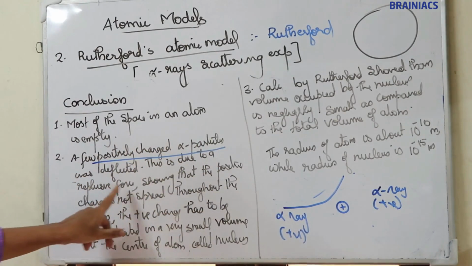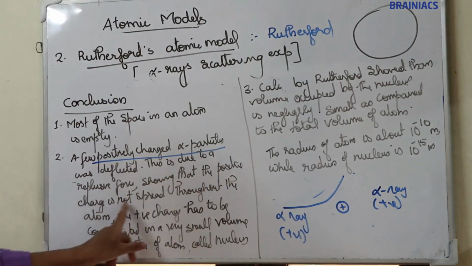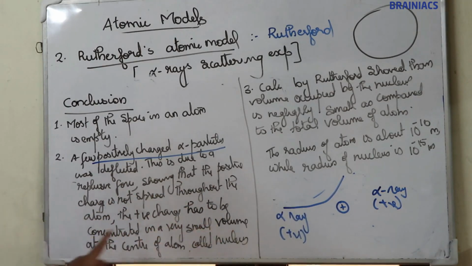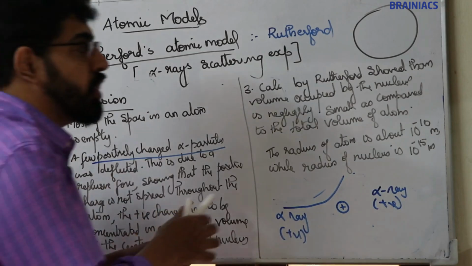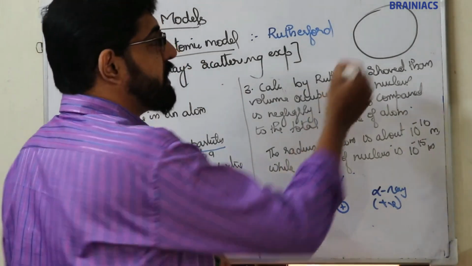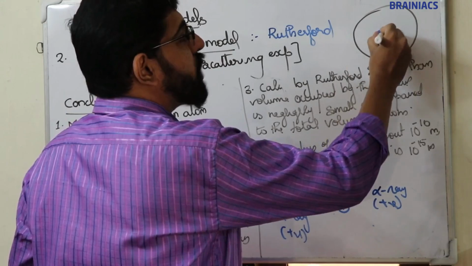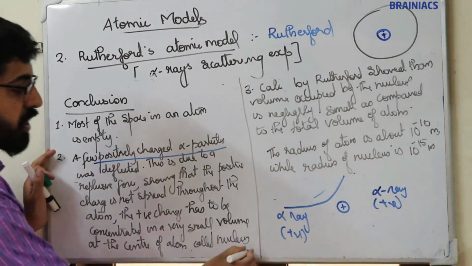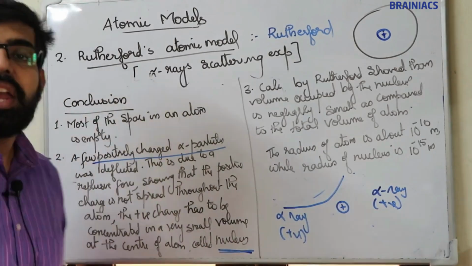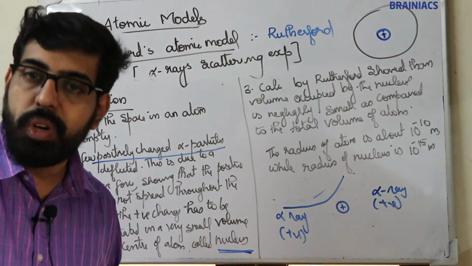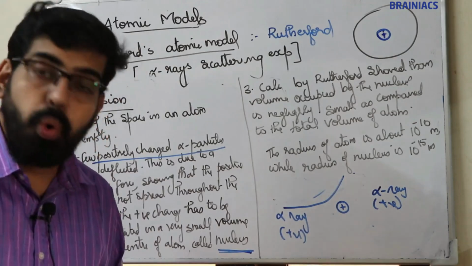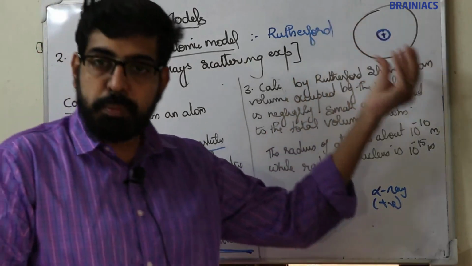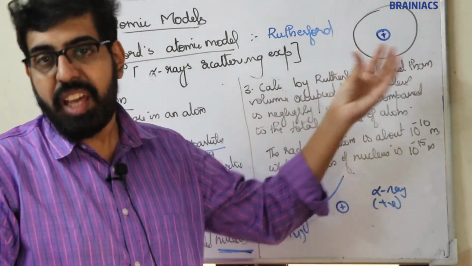This is due to a repulsive force, showing that the positive charge is not spread throughout the atom. The positive charge has to be concentrated in a small volume at the center of the atom. So due to this deflection, we can say that there is a small positive charge at the center of the atom. This positive charge is known as the nucleus. He introduced the term nucleus for the first time.